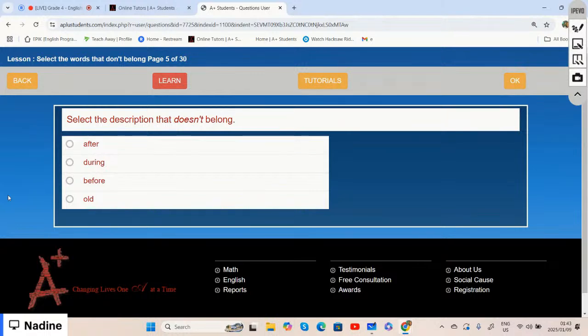All right, and if we were to choose the correct option, the description that doesn't belong with the order of events, then we can say old does not belong with after, during, before. Well done.